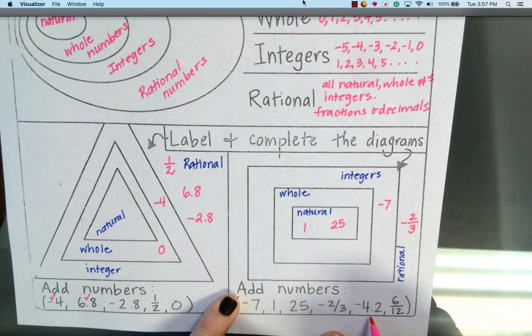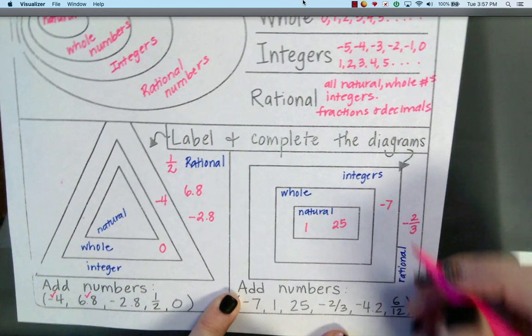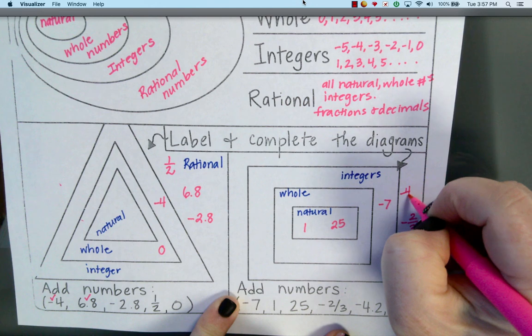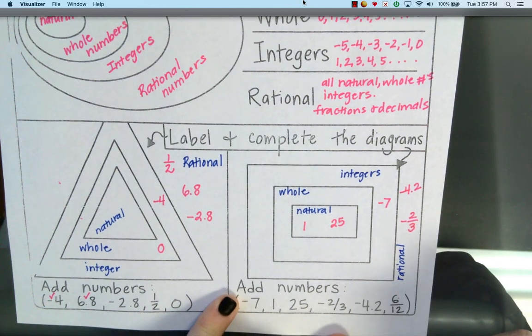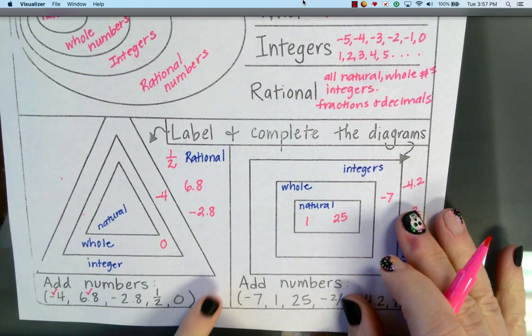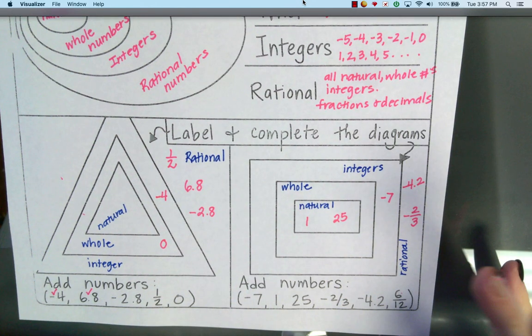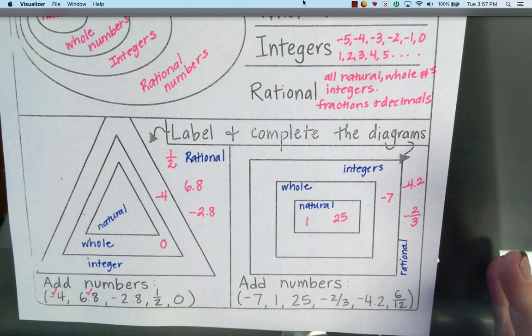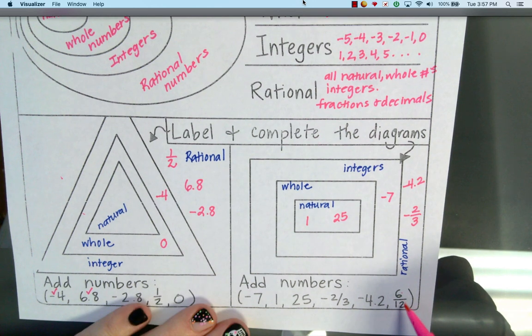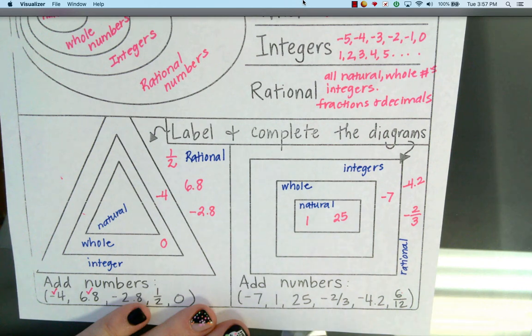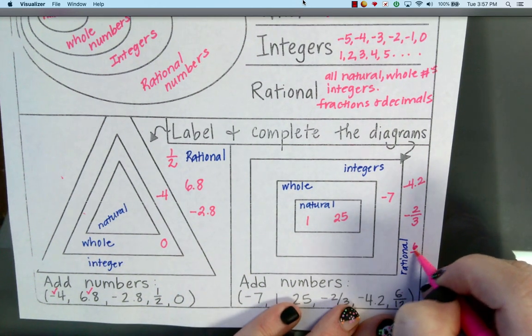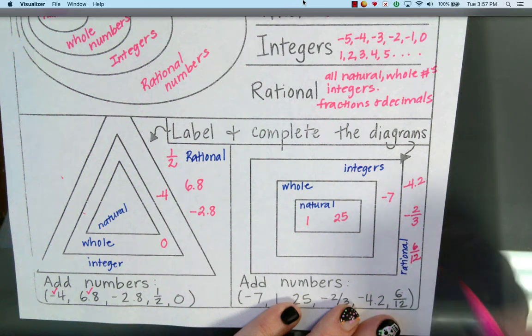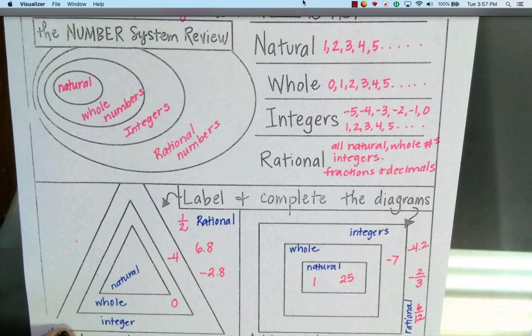And then -4.2, it's a decimal, that makes it rational. And then 6/12 is a fraction, okay? Now I will say we will come across some fractions that if you simplify, they become whole numbers, so we got to be aware of that. But in this case, 6/12, even if we simplified, it's 1/2, it's still a fraction, which makes it rational. So, there we go. That's our rational number notes. That's it, friends.